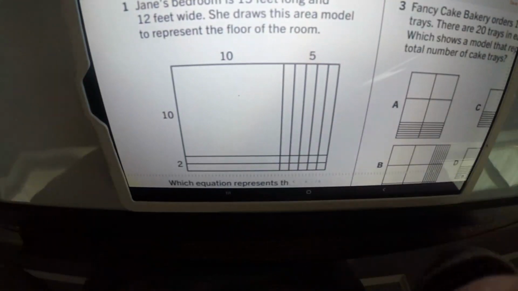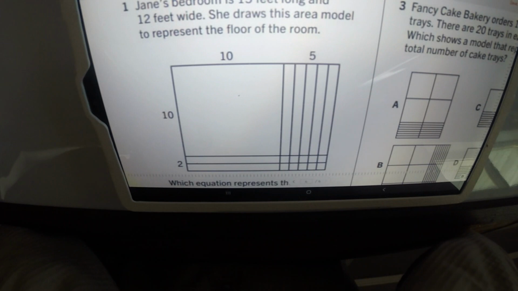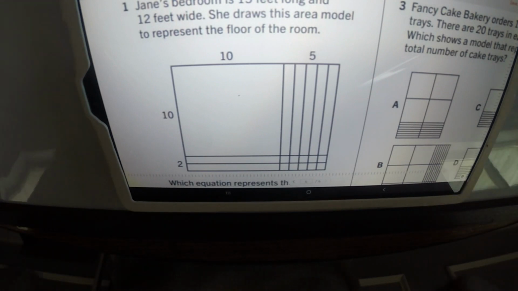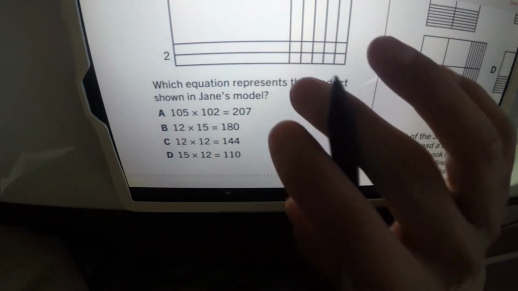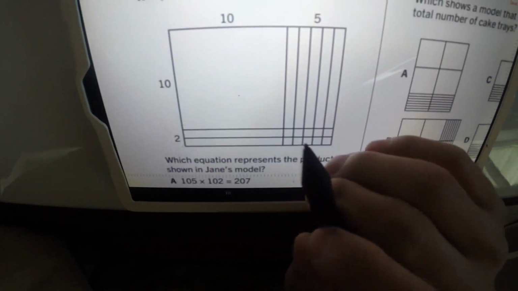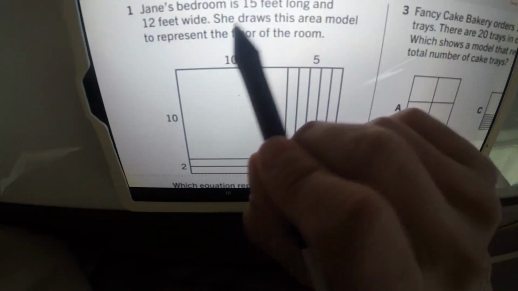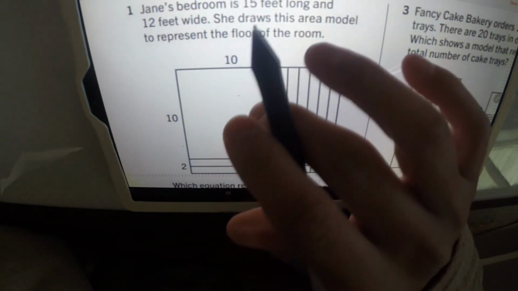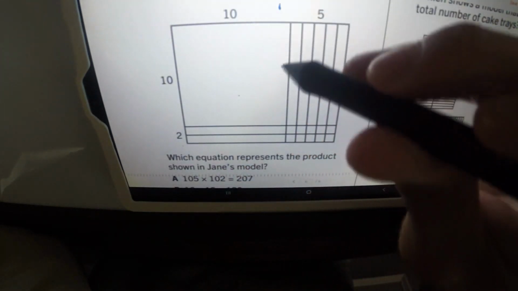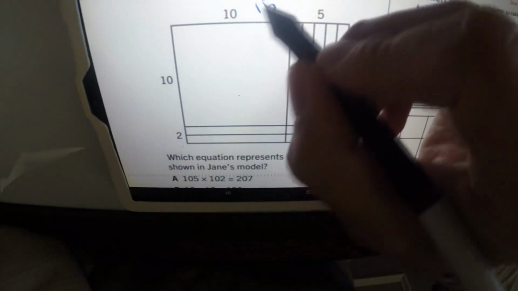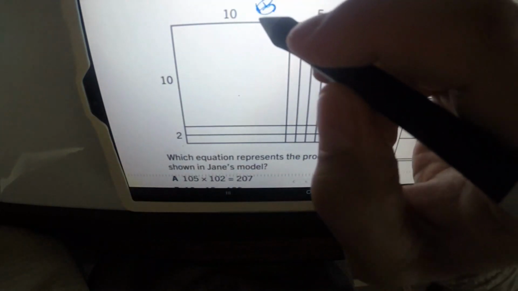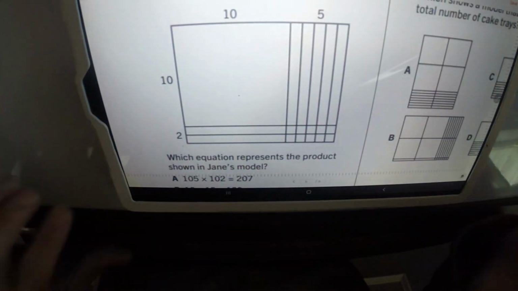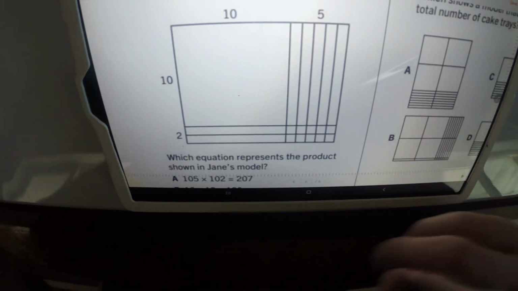Jane's bedroom is 15 feet long by 12 feet wide. She draws this area model to represent the floor of the room. Question: which equation represents the product shown in Jane's model? So they want to know, see the room, 15 by 12. So 15, 10 plus 5 is 15. 10 plus 2, so it's 12. They want to know what the product, that is the answer, of 15 times 12 is. So which equation represents the product shown in Jane's model?